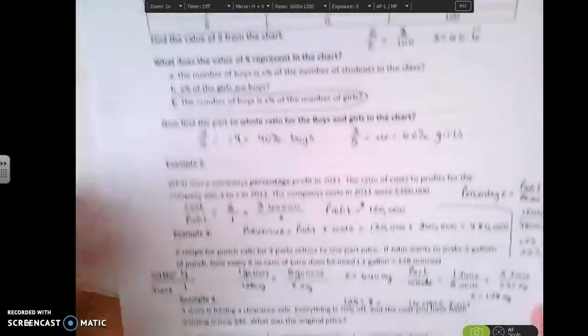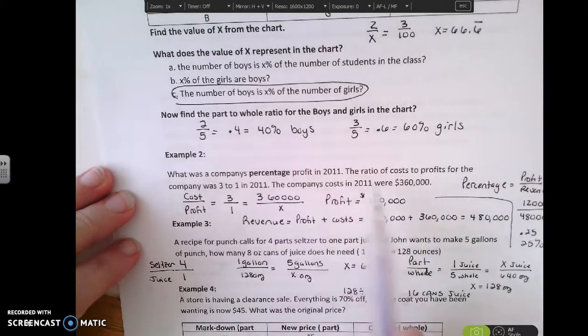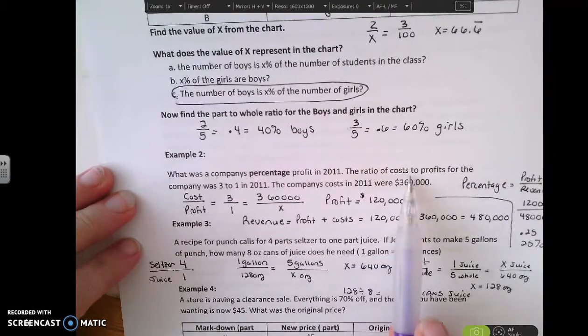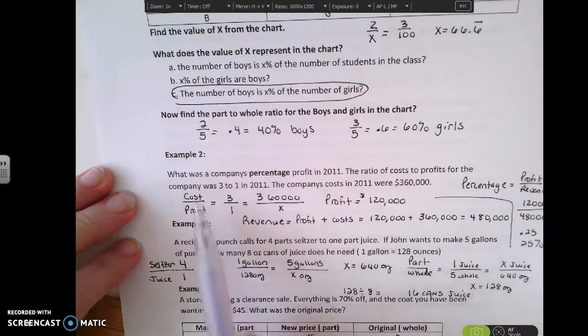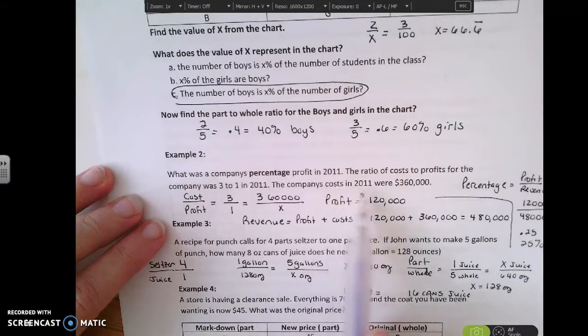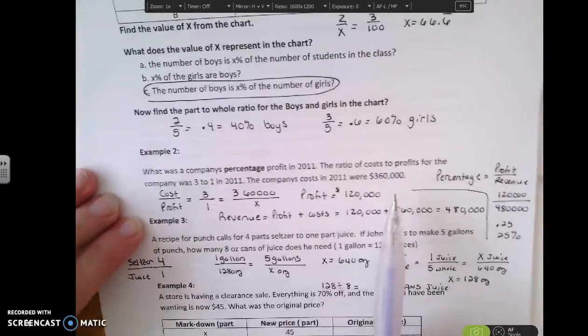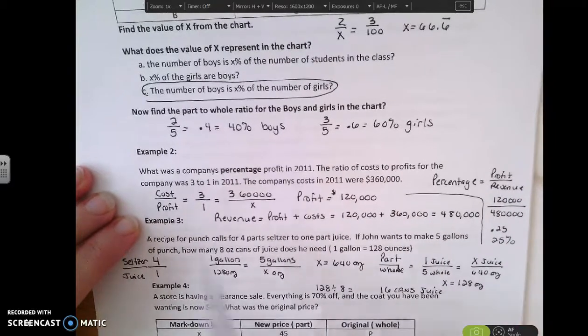The next one, what was a company's percentage of profit? The ratio of cost to profits for the company was 3:1 in 2011, and the company costs in 2011 were $360,000. So this has got a lot associated with it. So the cost to profit is 3:1. The $360,000 were the cost, so cost to profit.